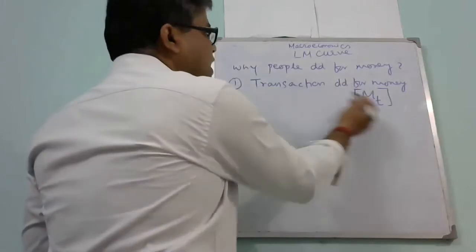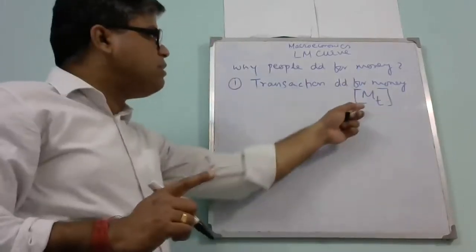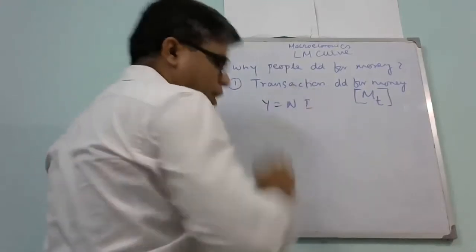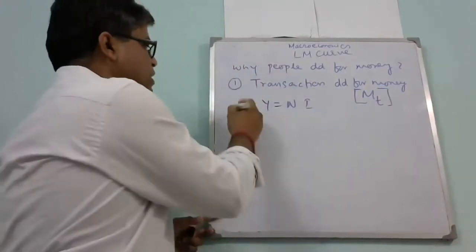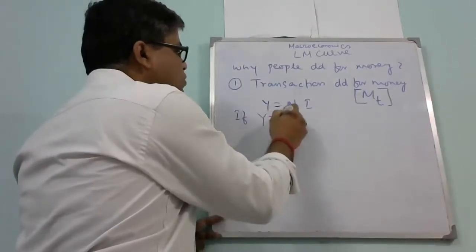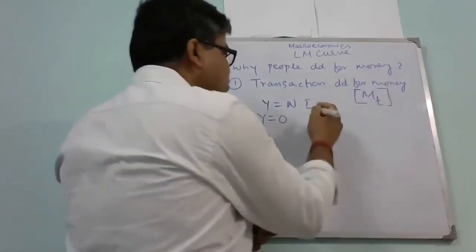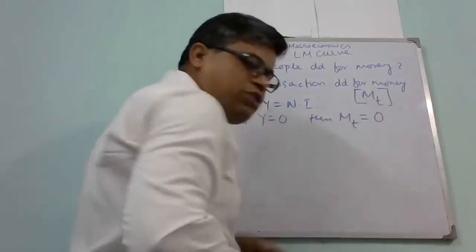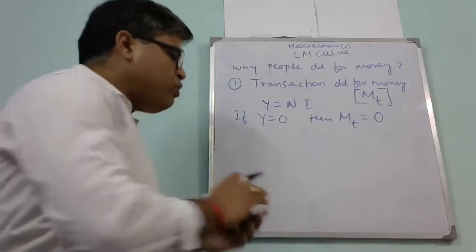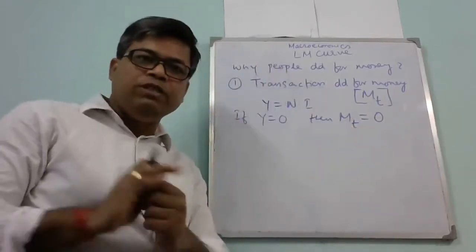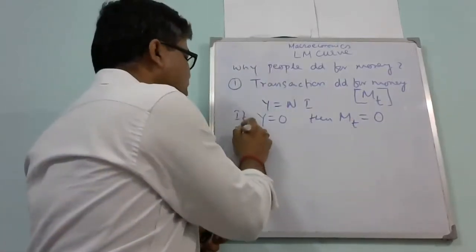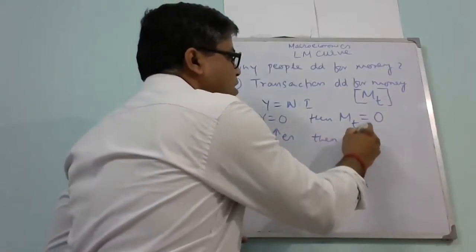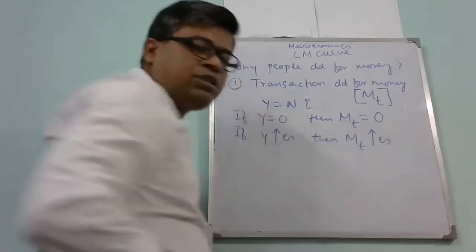If we indicate the transaction demand for money by the term MT, and Y stands for the national income, then what will happen? Let's say Y is 0, then the transaction demand for money will also be 0. Now, if Y increases, then the transaction demand for money also increases.